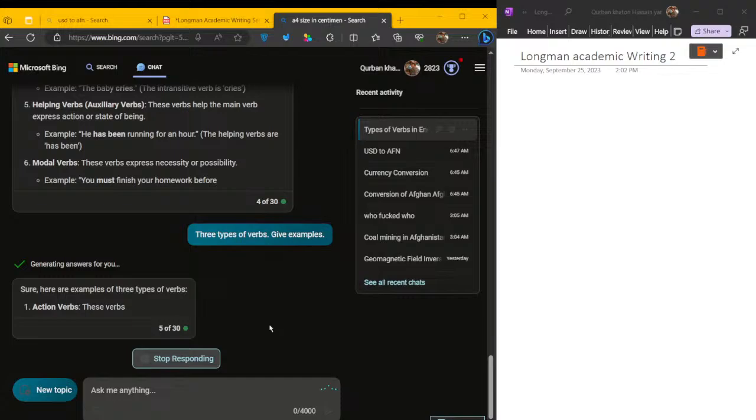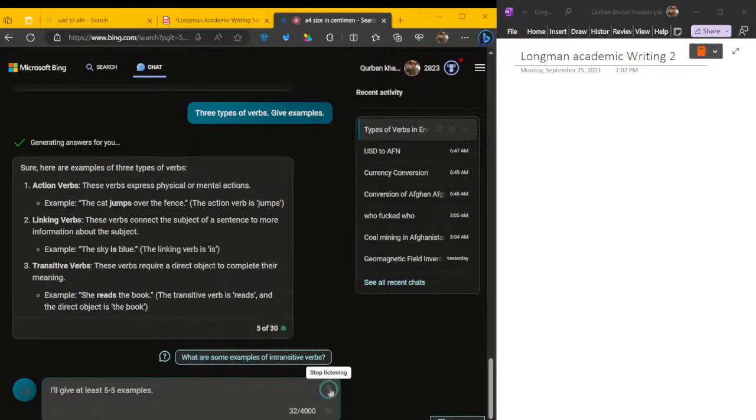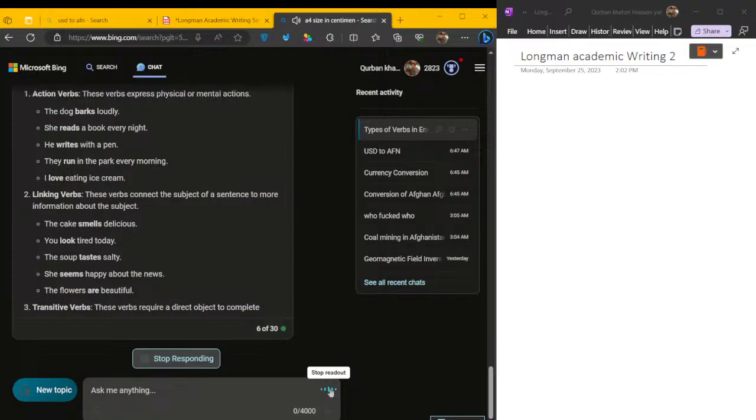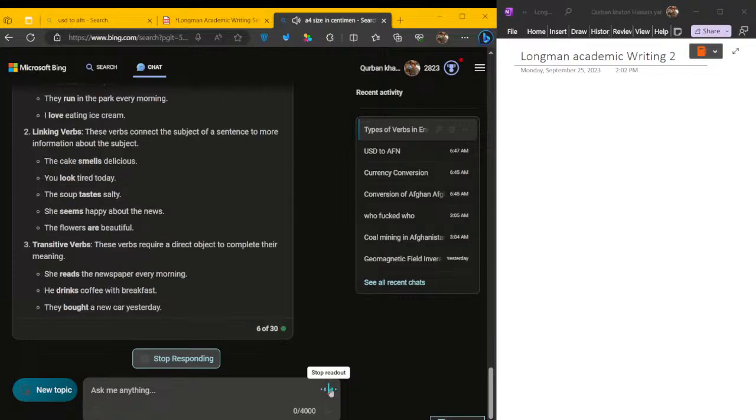Give at least five examples for each of these three types of verbs. Sure, here are five examples for each of the three types of verbs. Action verbs, these verbs express physical or mental actions. The dog barks loudly. She reads a book every night. He writes with a pen. They run in the park every morning. I love eating ice cream.